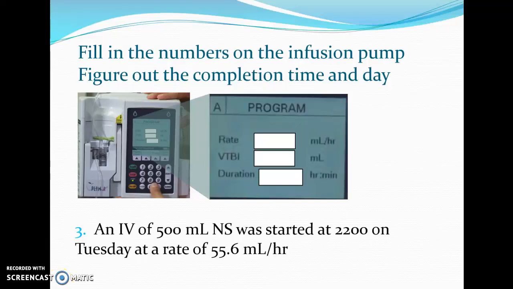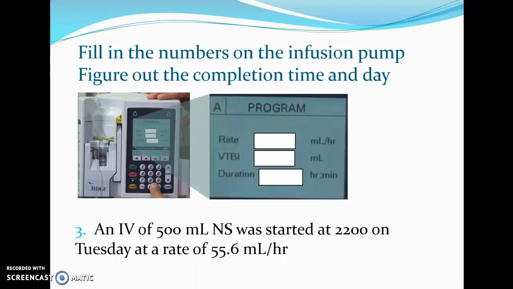Hello, we are going to look at a third example of finding the information requested by the infusion pump. So our problem is at the bottom of the screen. We are to set up an IV of 500 milliliters of normal saline. It was to start at 2200 hours on Tuesday at a rate of 55.6 milliliters per hour.